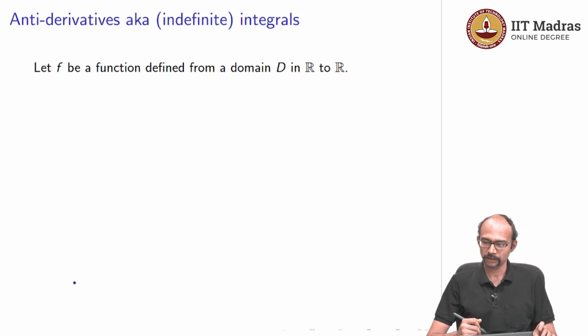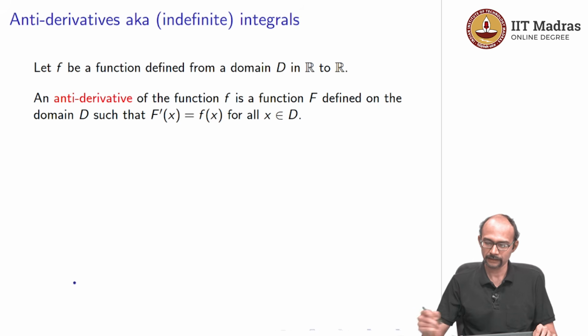So, let us define what is an antiderivative. Let f be a function defined from a domain D in R to R. An antiderivative of the function f is a function capital F defined on the domain D such that capital F prime of x is little f of x for all x in D. In particular, this assumes that the function capital F is differentiable, and when we compute its derivative, that is little f of x. So, capital F of x is the antiderivative of little f of x, because little f of x is the derivative of capital F of x.